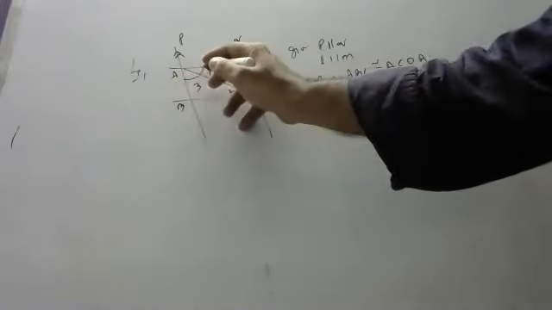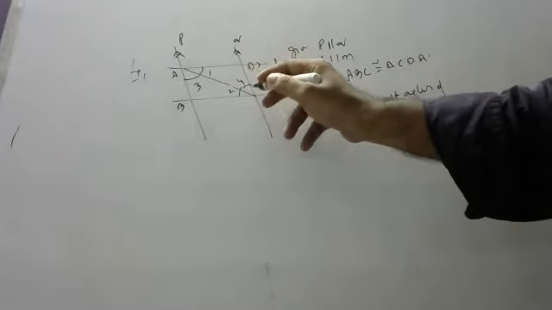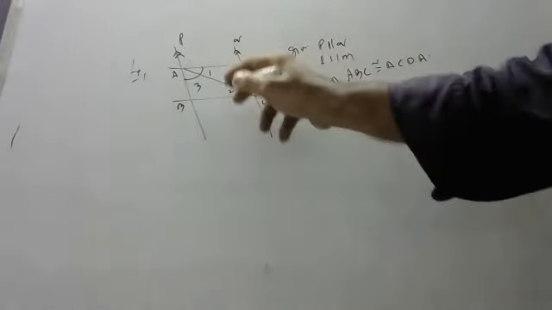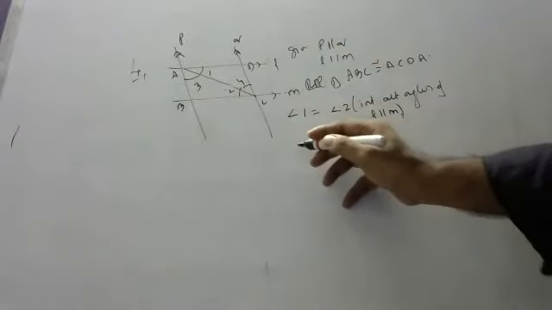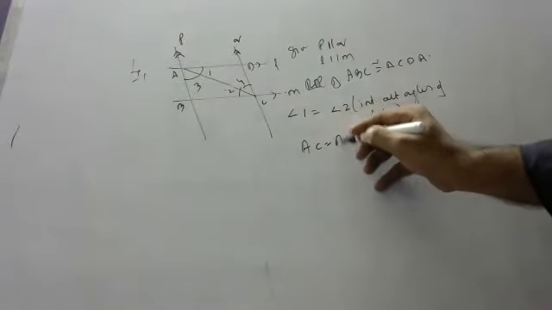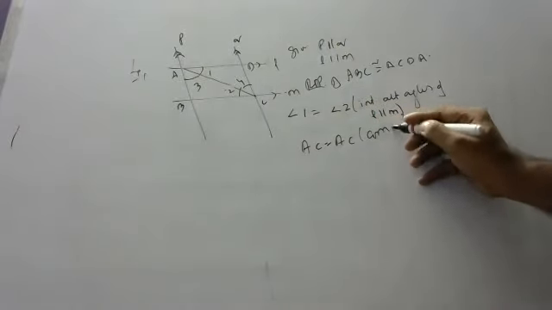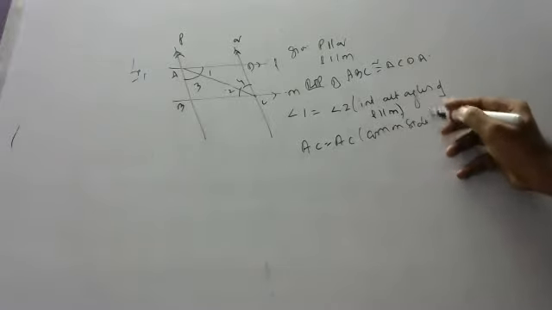Okay, so these both are parallel lines, children. So this is a transversal. This and this are parallel. And the next one, children. AC is equal to AC. Why, children? Common side. AC is equal to AC, common side.